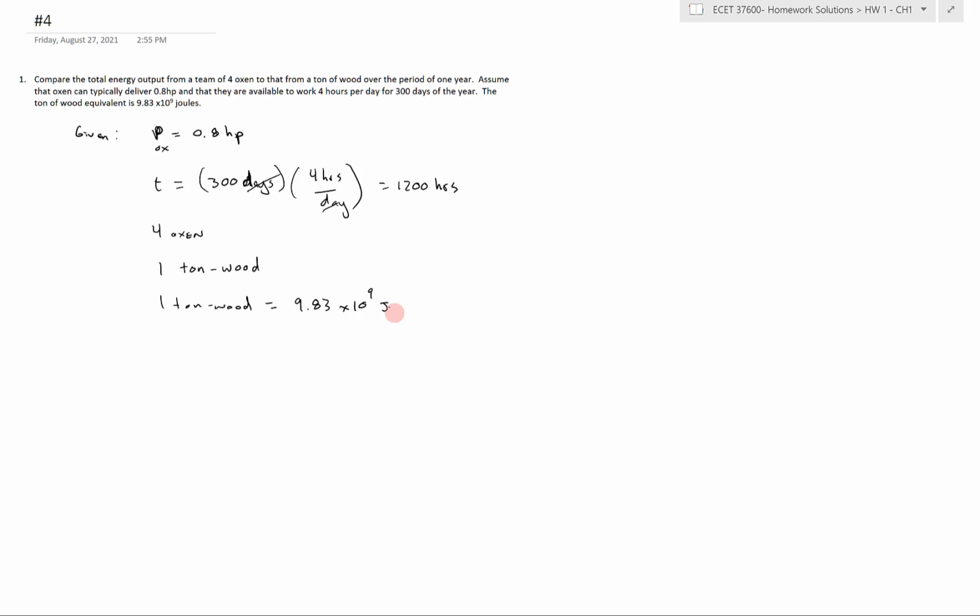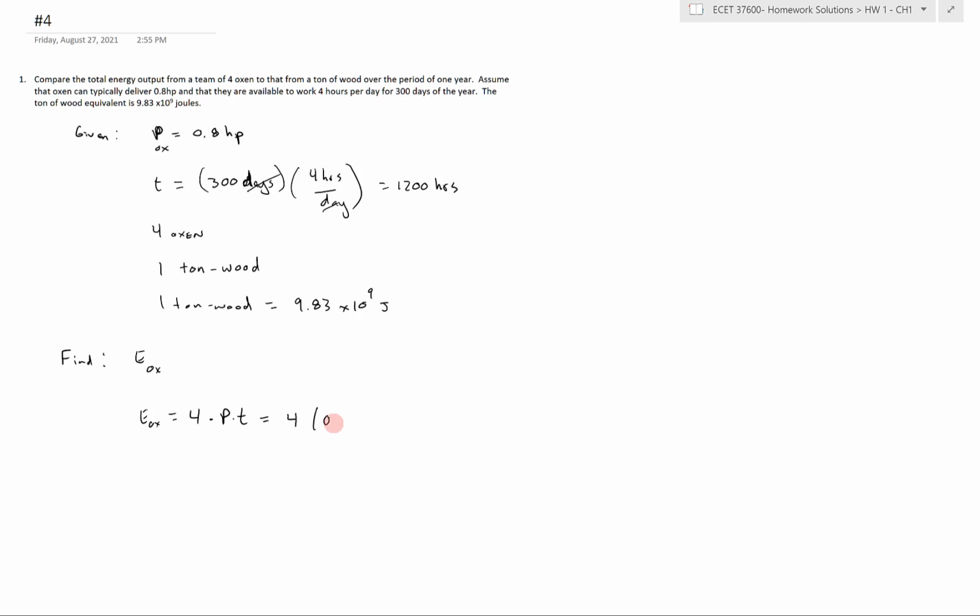So what we were asked to do is compare the two, and I think the easiest way to do that is just calculate the energy output of the oxen. So I'm going to find E ox. In this case, you've got to use your brain here. There's 4 of them, so I'm going to find the energy output of 1 of them and multiply it by 4 to find the output of the team. So it's 4 times P times T. That should be a capital P, excuse me. It's not the formula we've been using, but there's 4 oxen, so hopefully that makes sense.